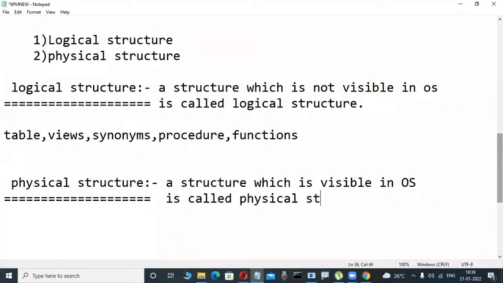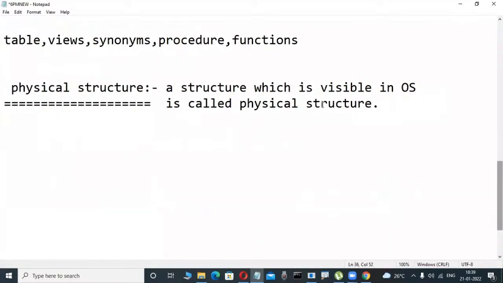Who are the persons working in this physical structure? Observe it here. It's a big concept. I'm telling the definition side only, because today I'm telling what a database is, and I will tell you which definition is correct. A structure which is visible in the operating system is called a physical structure.